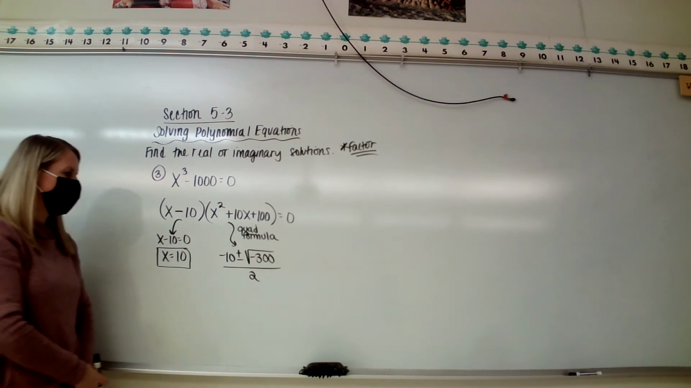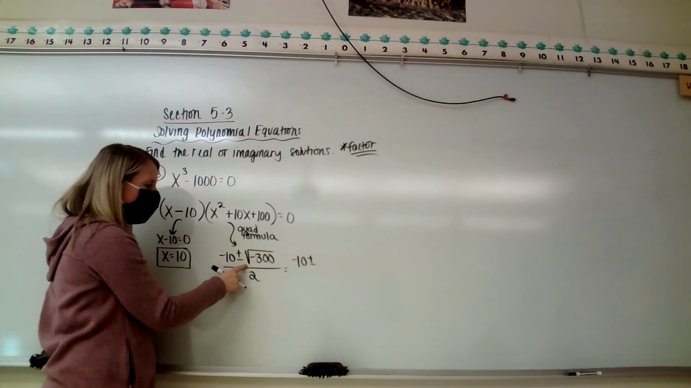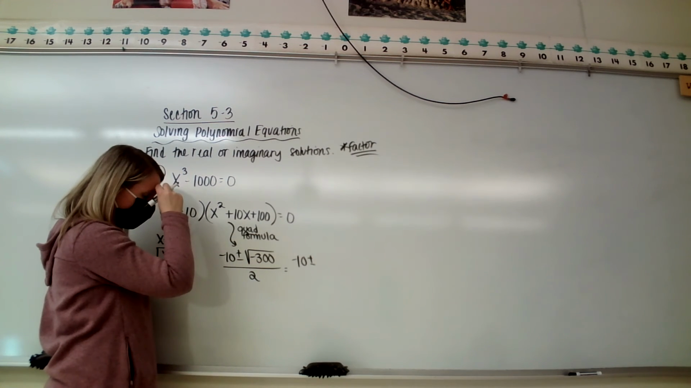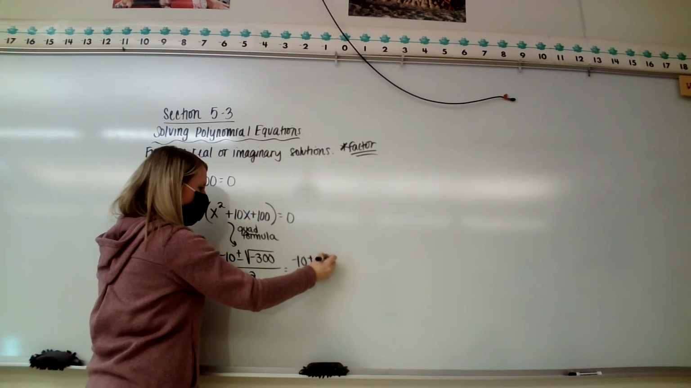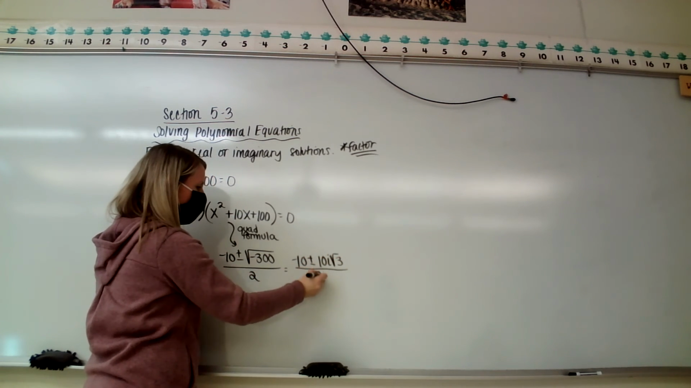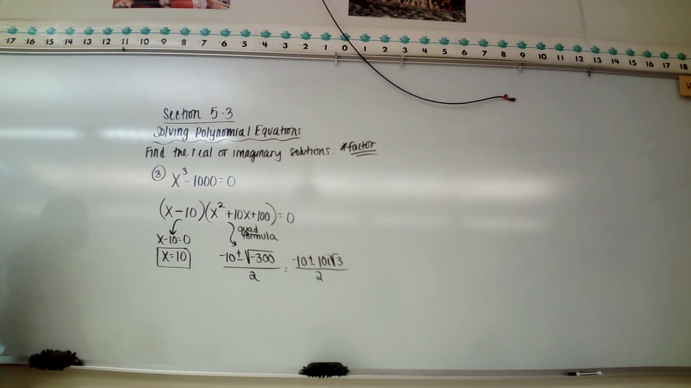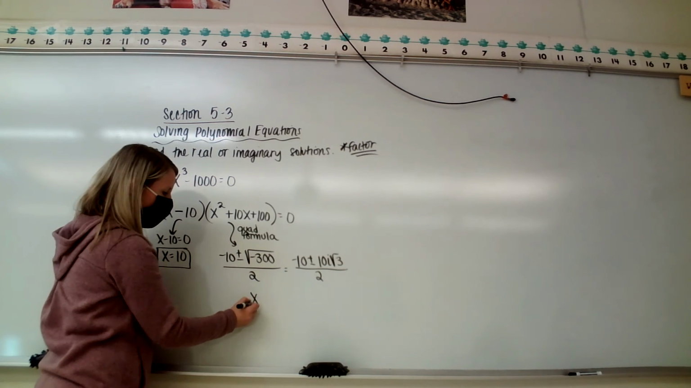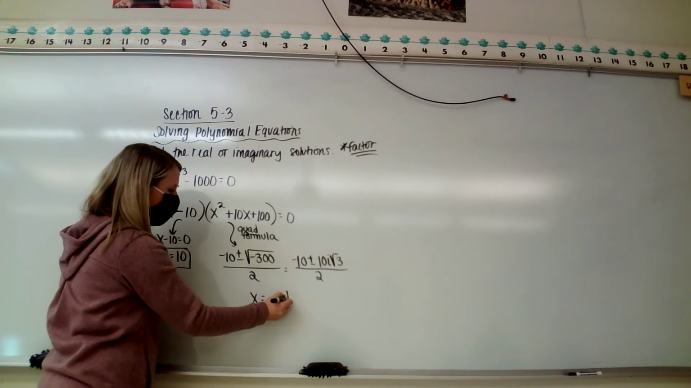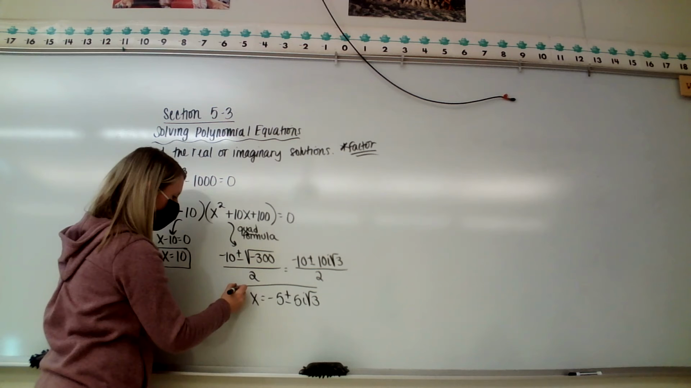I got a little bit of simplifying. The square root of negative 300, that's divisible by 100, and I need an i. So that would be 10i root 3 over 2. So remember the i takes care of the negative. I'm kind of just breaking down 300. And then I can reduce that, because everything's divisible by 2, to get negative 5 plus or minus 5i root 3.